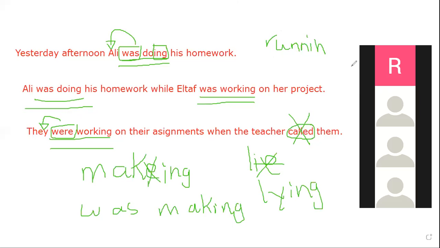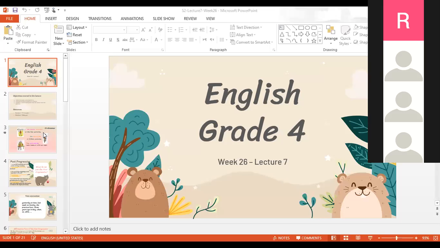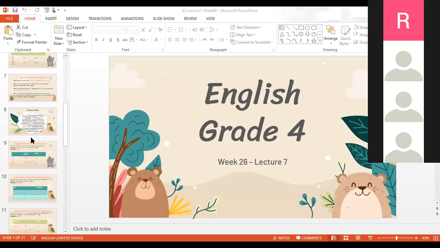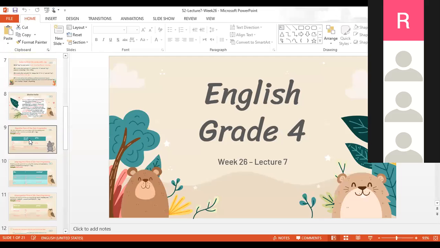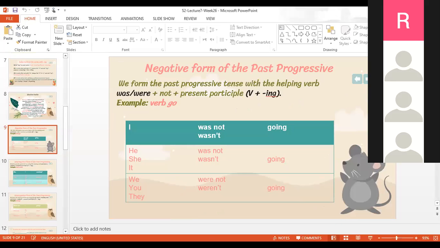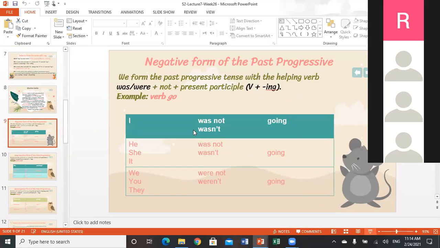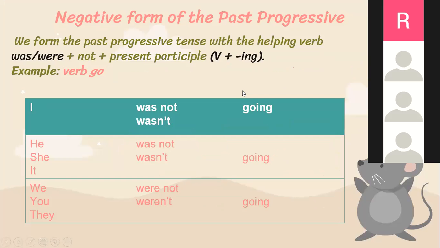So this is how we form the past progressive, and these are the uses for the past progressive. We solved an exercise in worksheet 4, the first exercise in the grammar on this lesson. Now I have to move to something called negative. How should I form the negative in the past progressive? It's very easy.